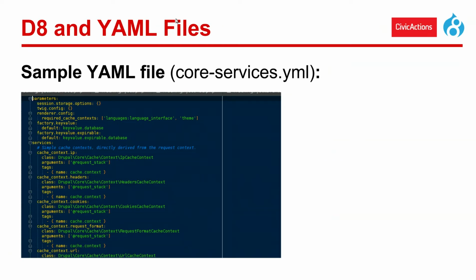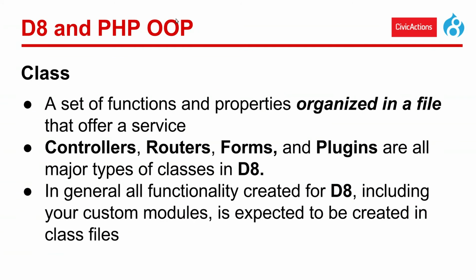The default arguments that it accepts, and then under tags, all the services are grouped by tags, so later if you want to find all cache services or request stack services, you can search for it and get a big list of them, and they're organized that way. So that's just a quick look at that.